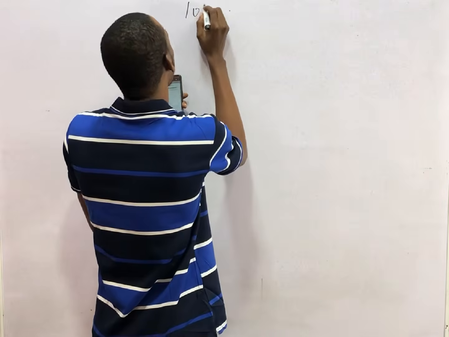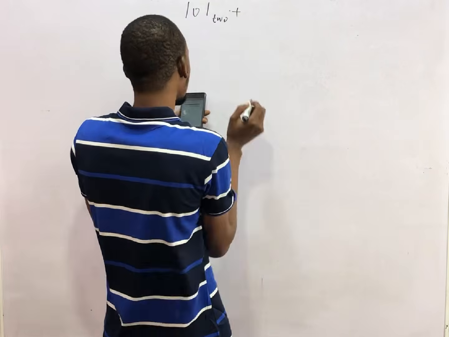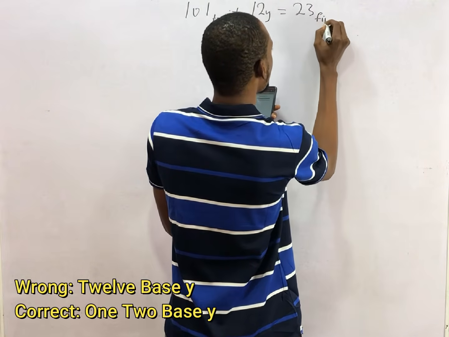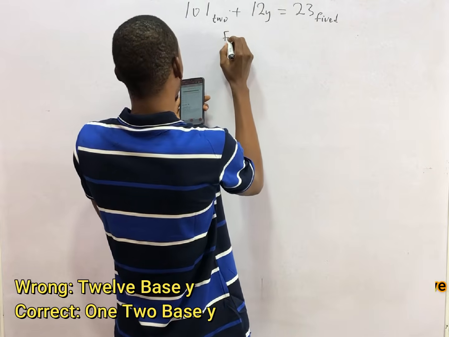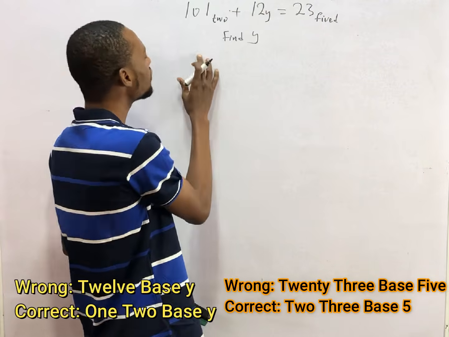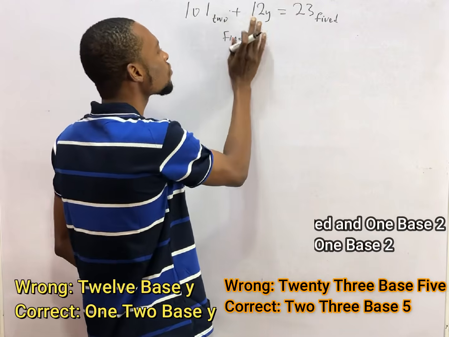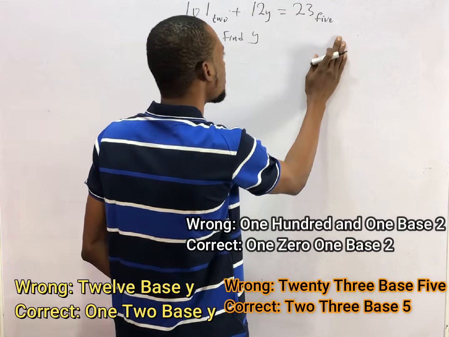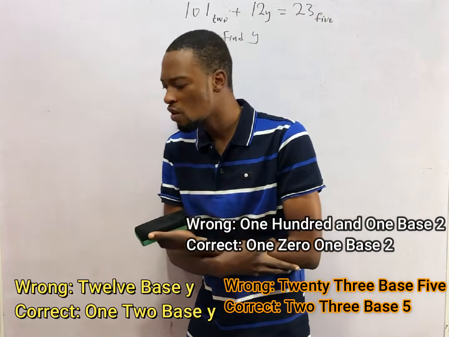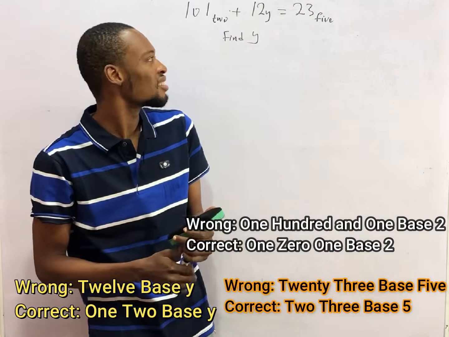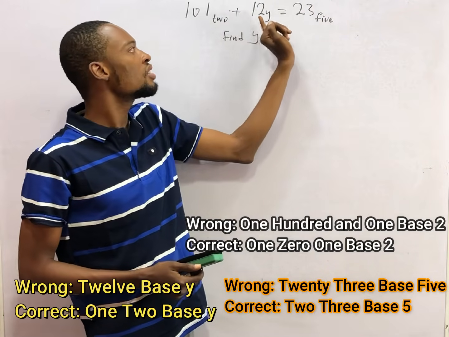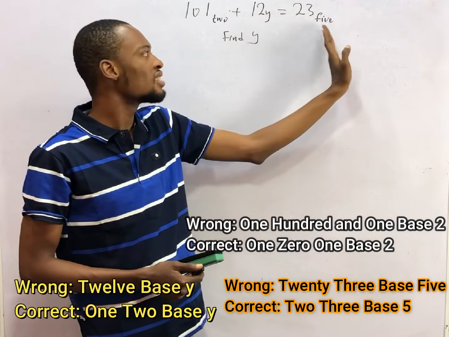If 101 base 2 plus 12 base y is equal to 23 base 5, find y. That is the question. You will see questions like this often. You are simply asked to add in number bases. This is 101 in base 2. This is 12 in base y. This is in base 5.